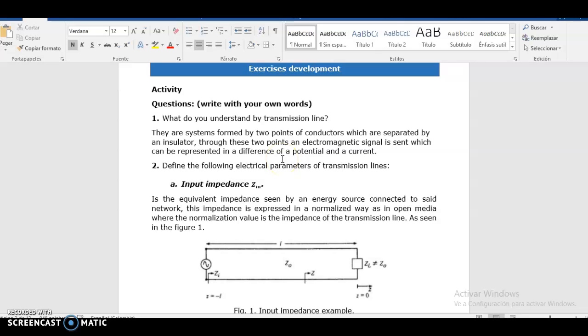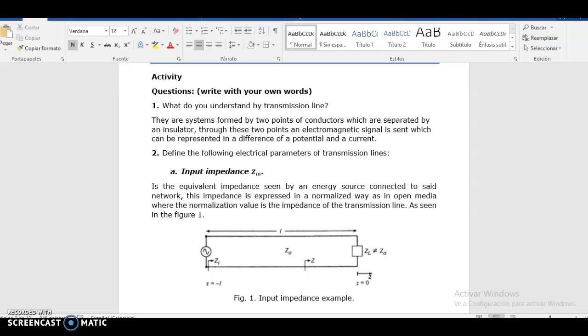They are systems formed by two conductors which are separated by an insulator. Through these two points, an electronic signal can be transmitted in the same way, as a representation of a potential and a current. Define the following electric parameters of a transmission line.